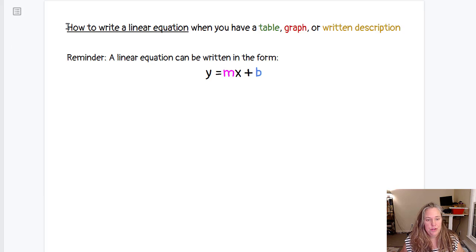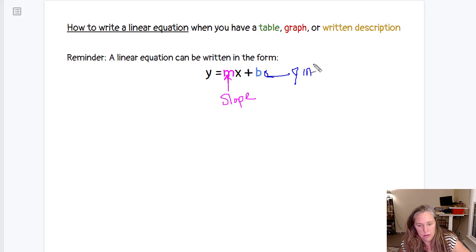Okay, how to write a linear equation when you have a table, graph, or written description. So just to remind you that a linear equation can be written in the form y equals mx plus b, where m is the slope and b is the y-intercept. Sorry guys. It's supposed to be an arrow.